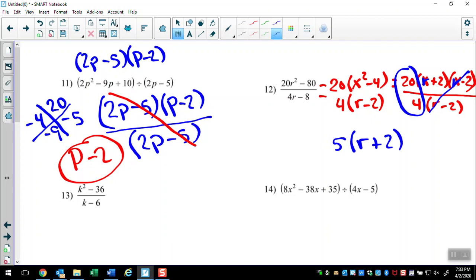So like I said, this one was more complicated than what you're going to see on the test. You're never going to have to factor the bottom in Algebra 1, just the top.